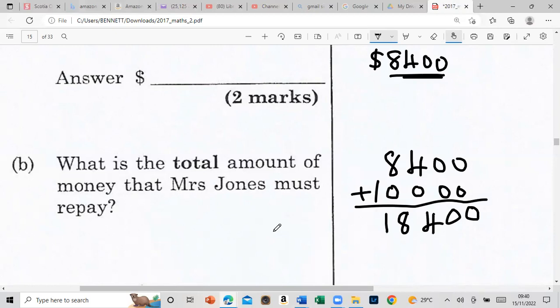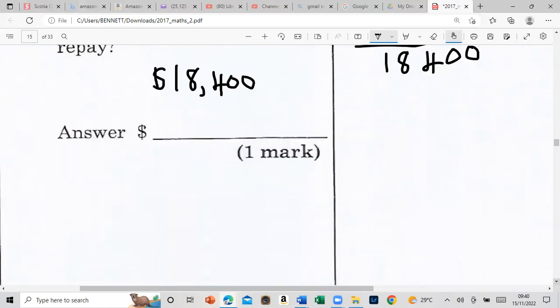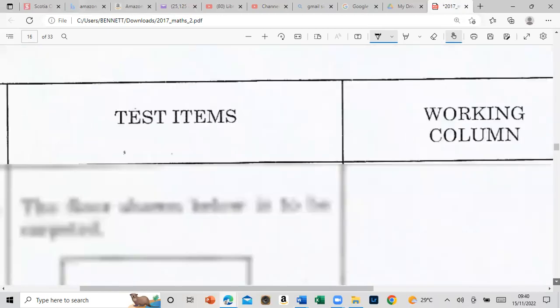So the total would be 18,400. That's the total they will pay. Because what we calculated, 8,400, is the interest. It's almost as much as the principal. See why you must be careful with borrowing, guys? I've known persons who end up in credit card debt because of borrowing. So be careful. You have to know the source of your income before you can borrow money.